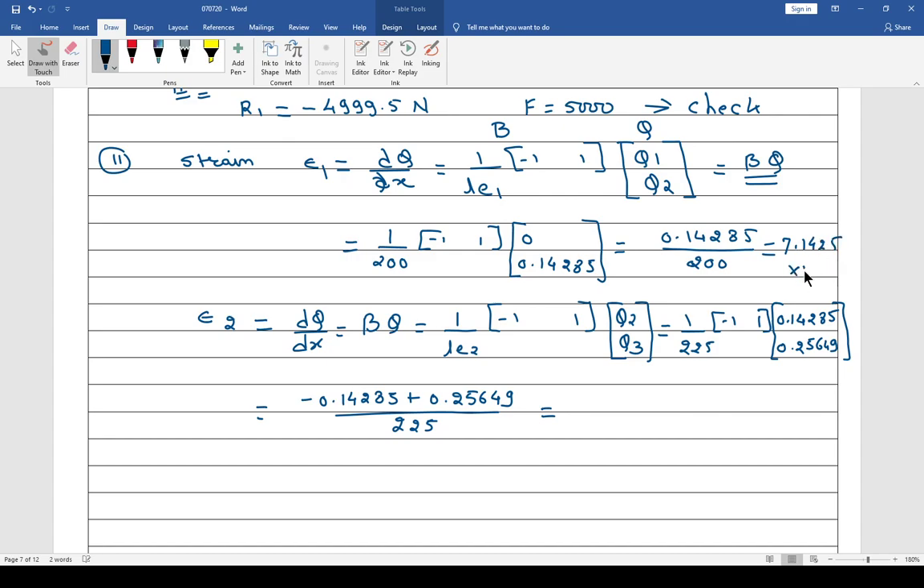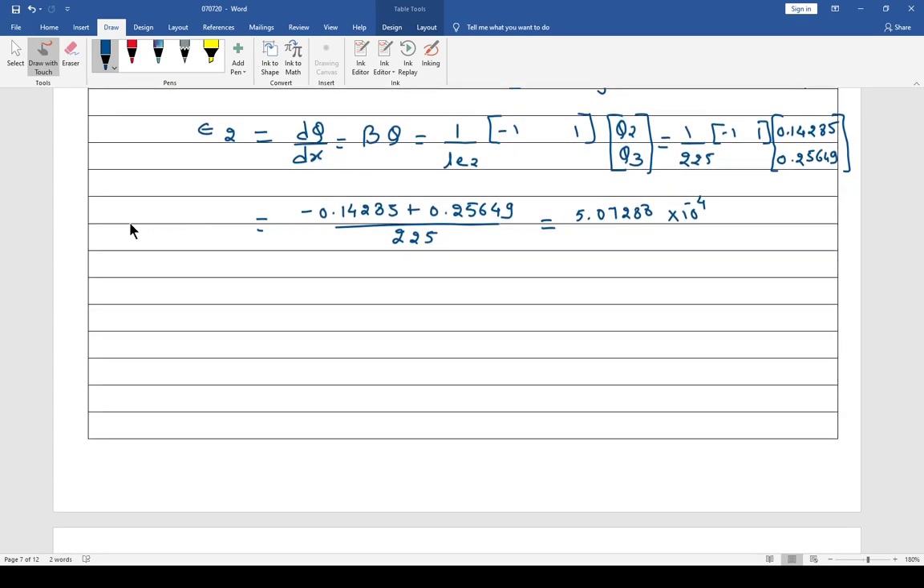(7.1425) into 10 to the power minus 4. Everybody is trying to put this. Now let's have the value of epsilon 2, 5.07288 into 10 to the power minus 4. So these are the values which are coming. Later on you could also verify whether these values are correct or not. A small mistake could be there, and you can always do the recorrection.